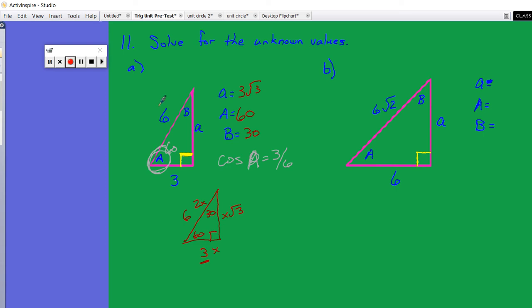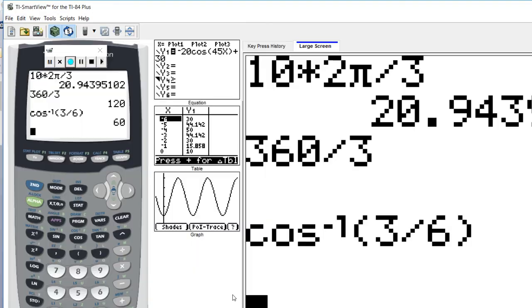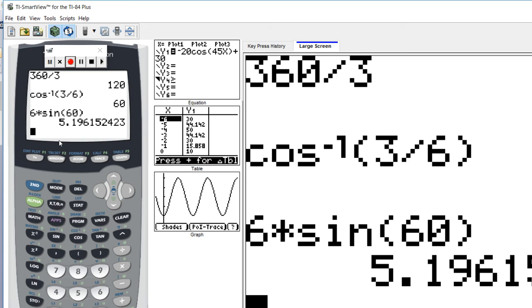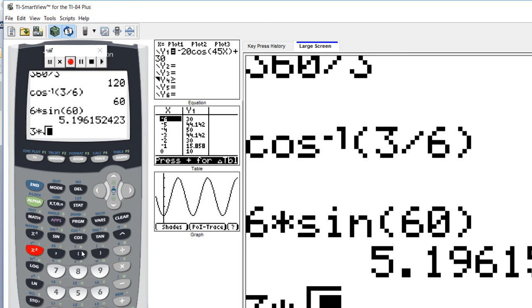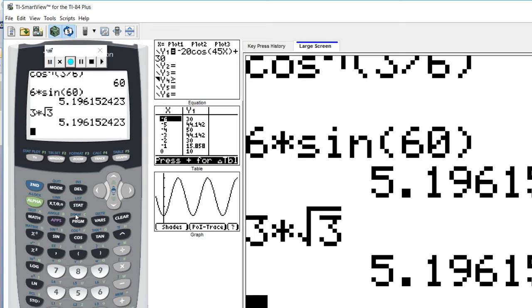Same thing to find side A. Once I know this angle is 60, I could have said A is the opposite of 60, so sine of 60 equals A over 6. And so then I would go 6 times the sine of 60. And it's 5.19, which is the same as 3 times the square root of 3. So notice those are the exact same things.